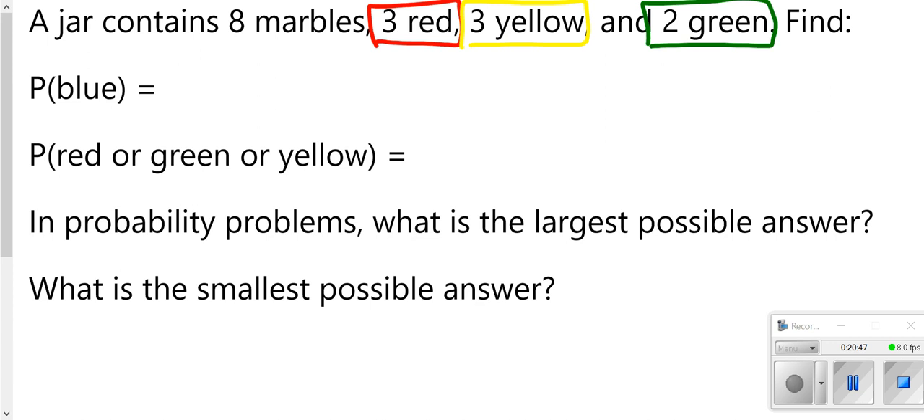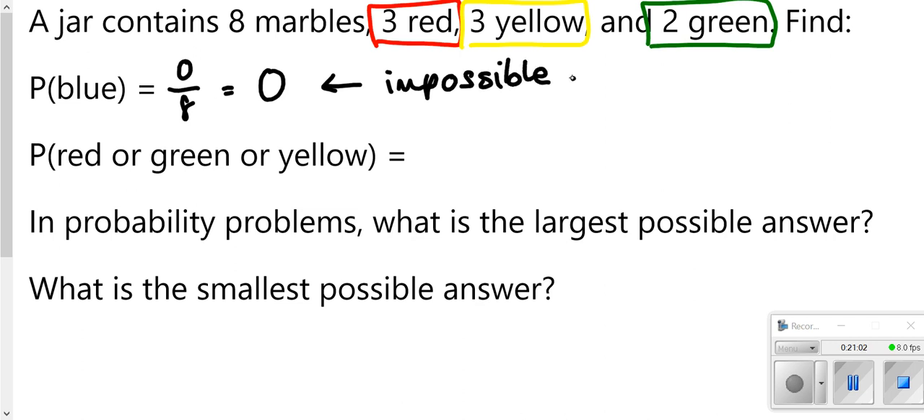So the next one says the probability of drawing blue. Well, there aren't any blue. So I'd say there are 0 blue out of 8, or just 0. This is the answer that means impossible. Probability 0 means it can't happen. Impossible.